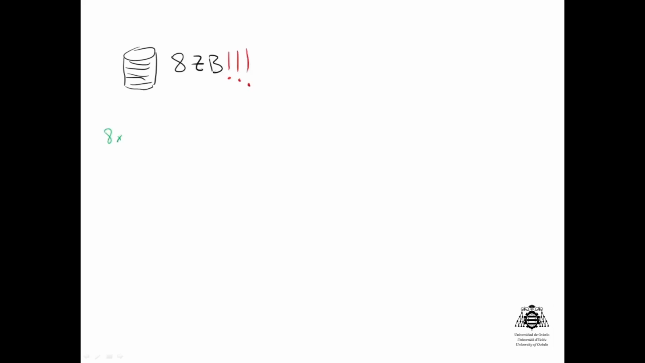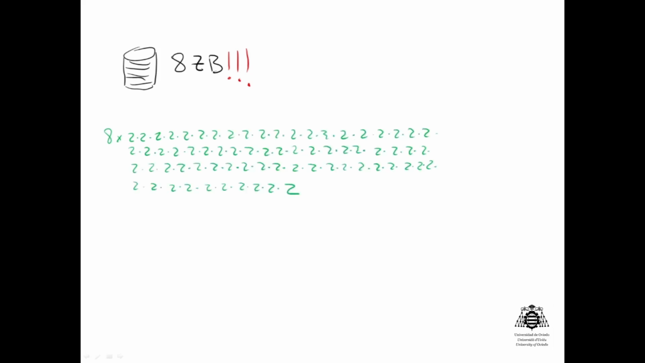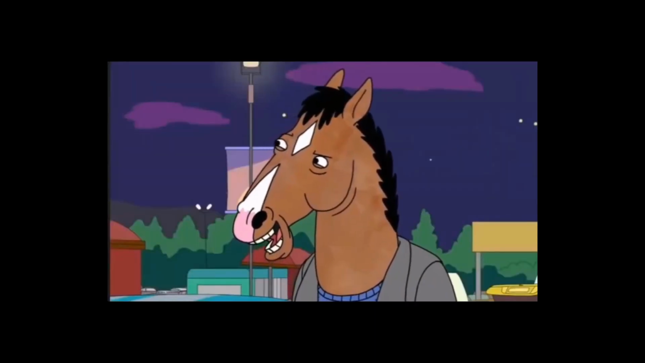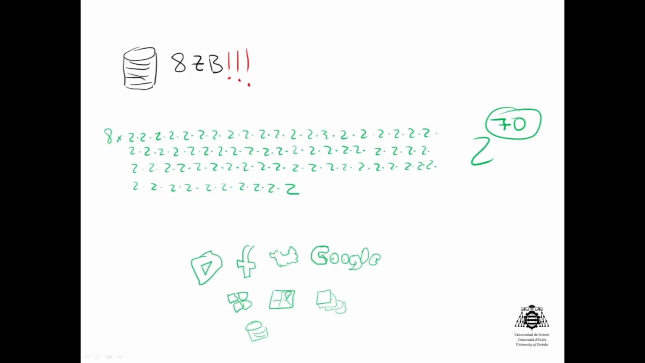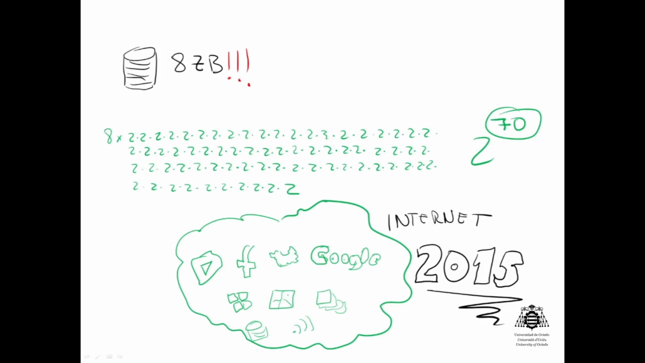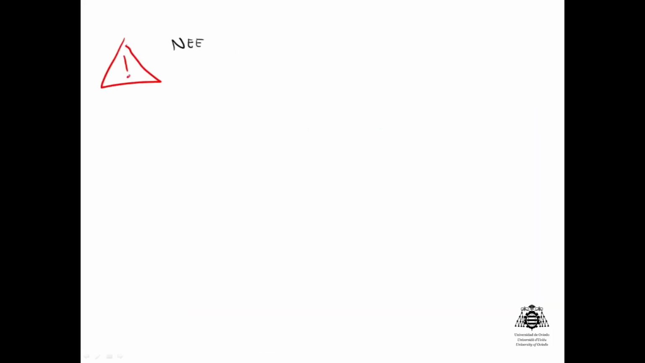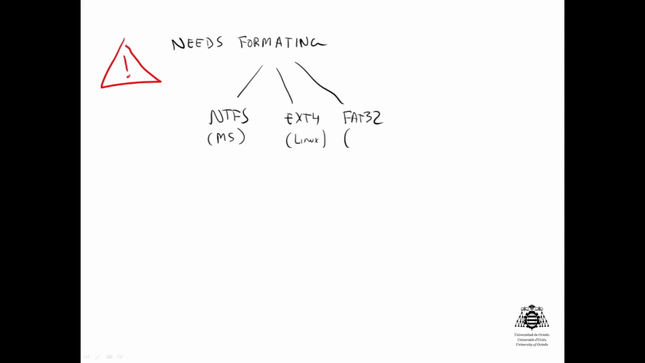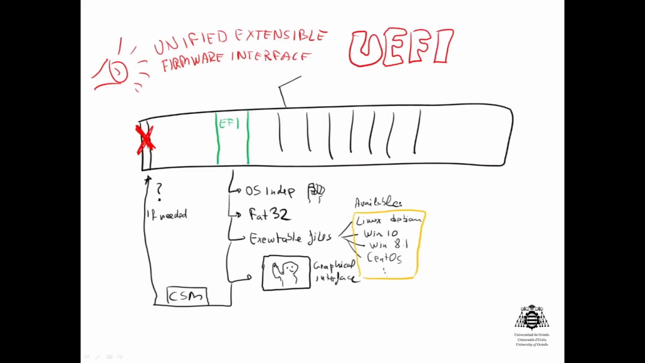Zettabytes? What? This is the whole internet in 2015. Watch out, it must be formatted, so the file system will limit it. NTFS of Microsoft, ext4 for Linux, or like FAT, and may present higher limitations. For instance, FAT32 just allows 1 terabyte.